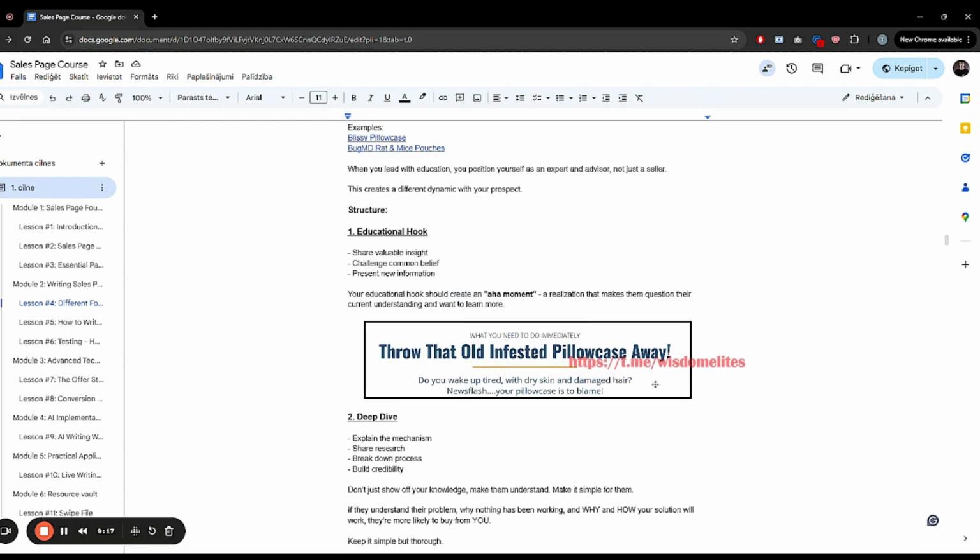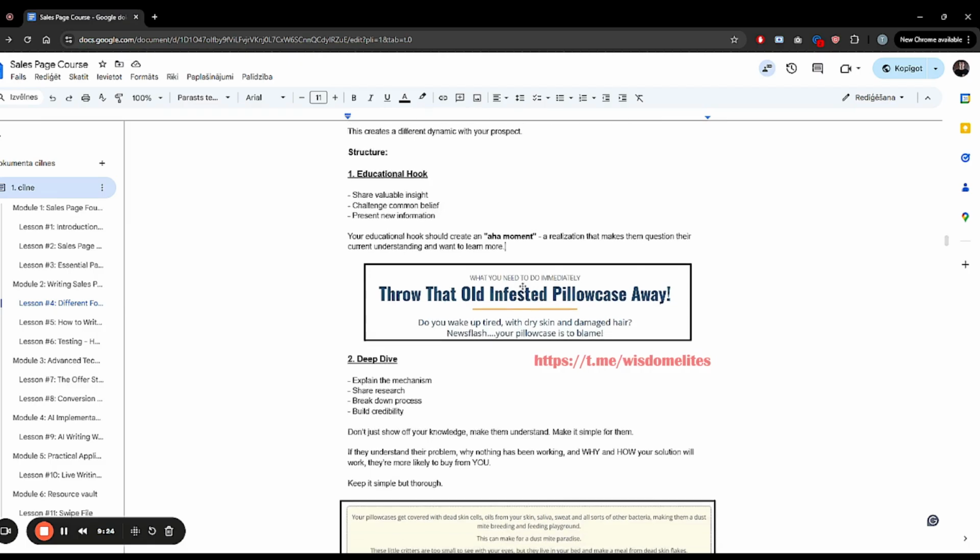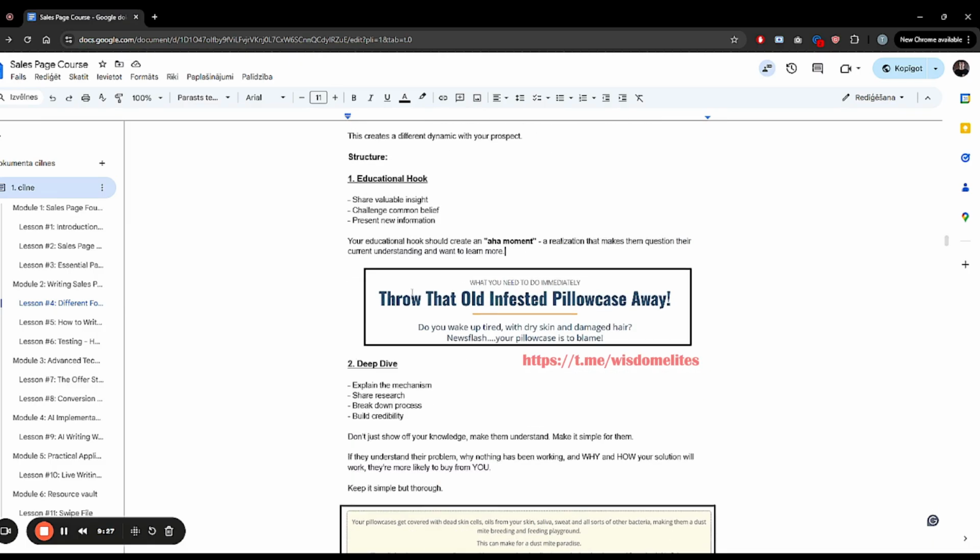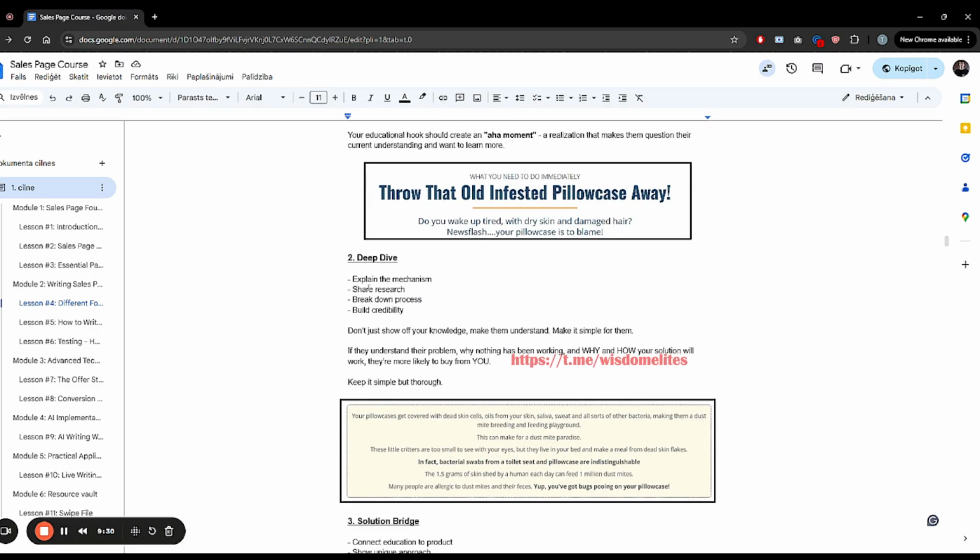So throw that old infested pillowcase away. So do you experience these problems? Newsflash, your pillowcase is to blame. Now, moving on in the educational format, you have the deep dive. So you have the attention-grabbing headline, and now you explain the mechanism and basically explain and share all the research you have, the process, and so on.